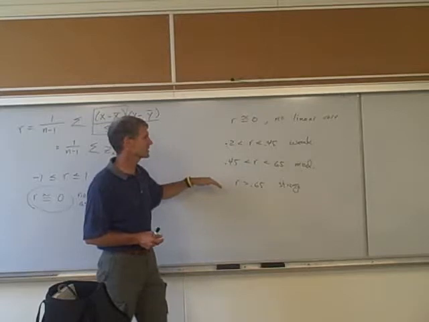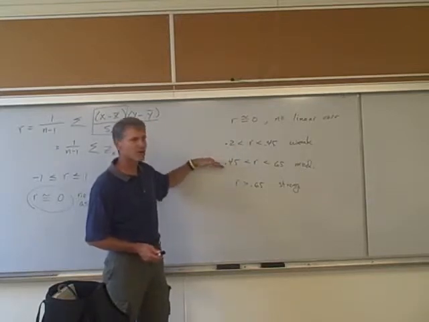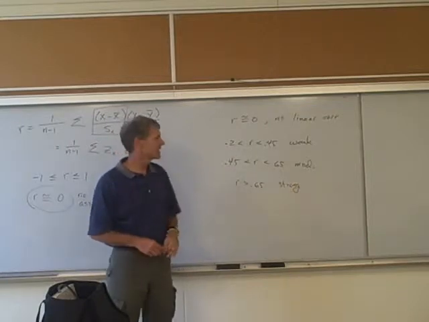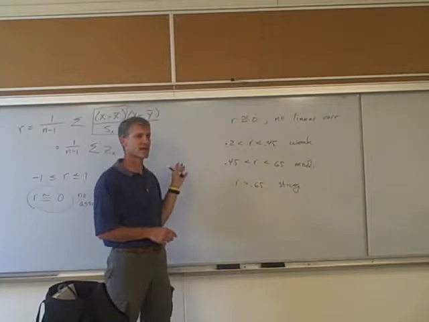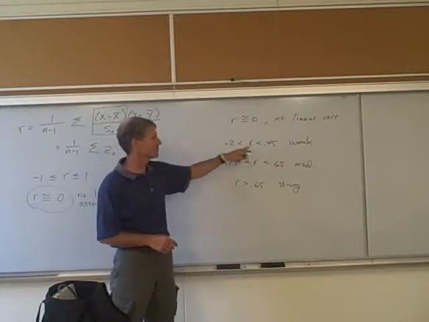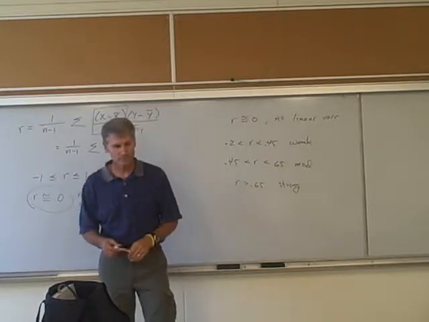You'll get some homework problems that'll ask you to classify it as being strong or moderate or weak correlation. Now, I only did this on the positive side, but the same numbers apply on the negative side. If it's between negative 0.2 and negative 0.45, we'd call that weak correlation. So, okay?